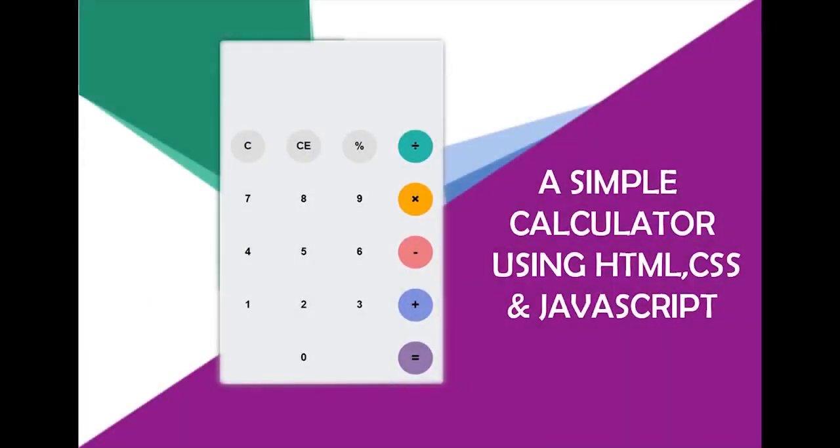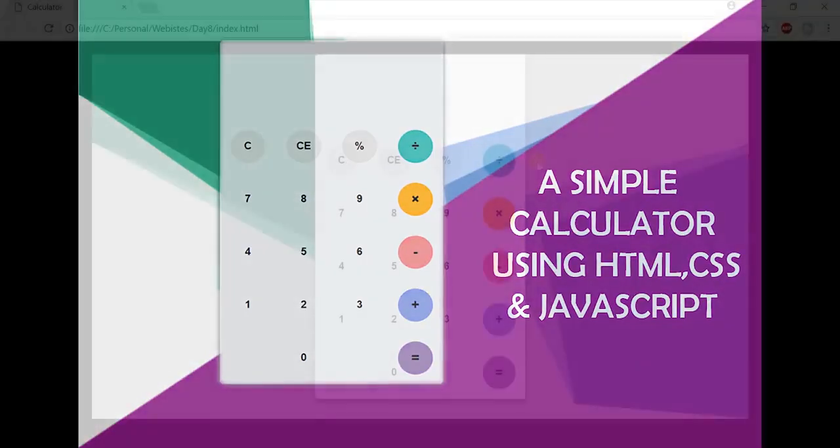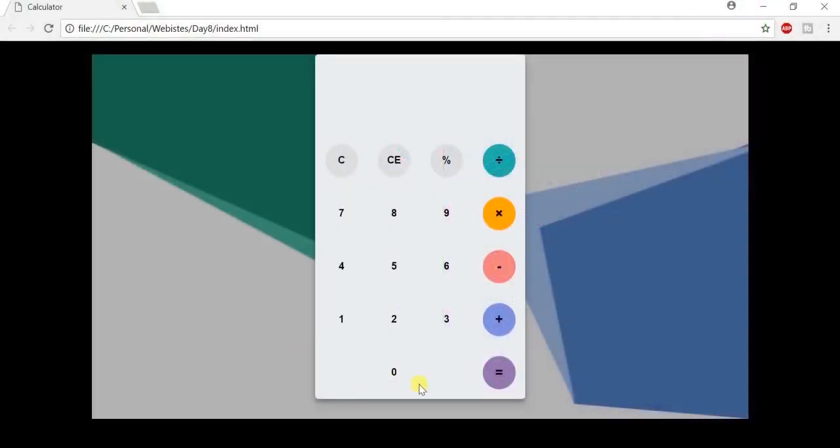Hi everyone, today we are going to learn how to create a simple calculator using HTML, CSS and Javascript. That's the calculator that we are going to build in this tutorial. That's the basic operations done in calculator. There's a backspace and clear button as well.